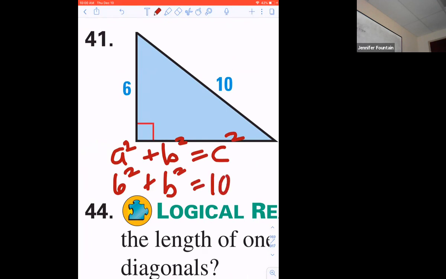10 squared. So what I've done is I said, I've got C. I'm going to let that be A. I do not have a measure here, and I do have a measure here. So A squared is 6 squared. B squared, I don't know. I know that C is 10, so I've got 10 squared.